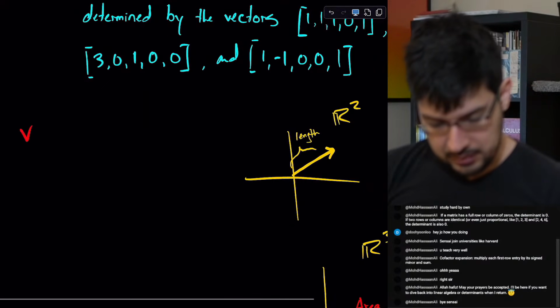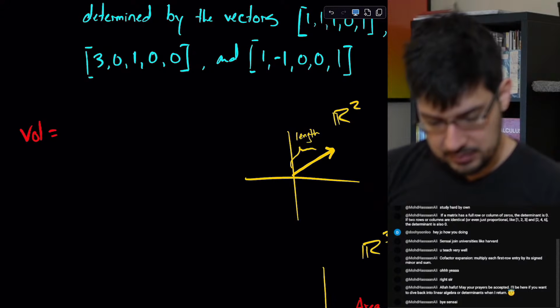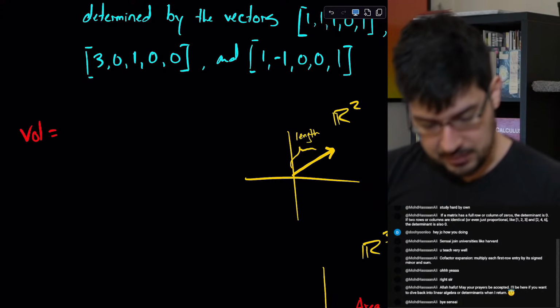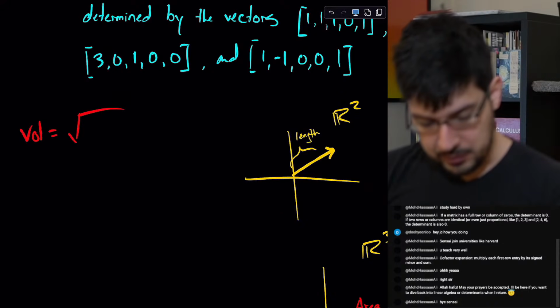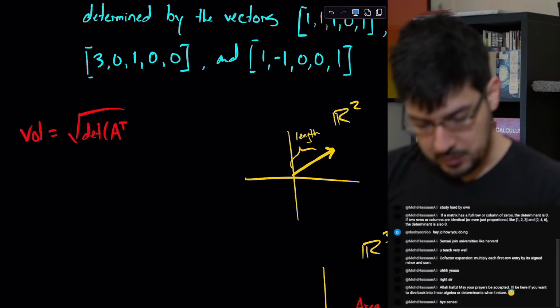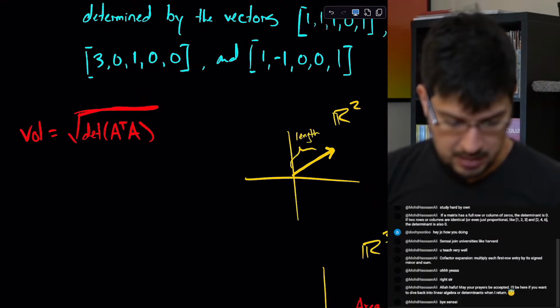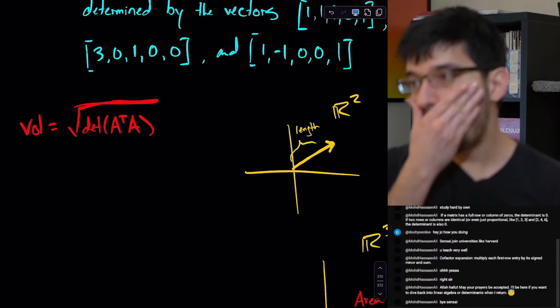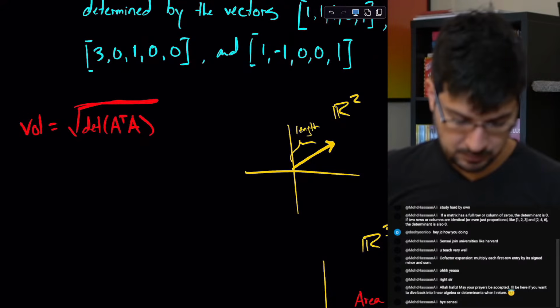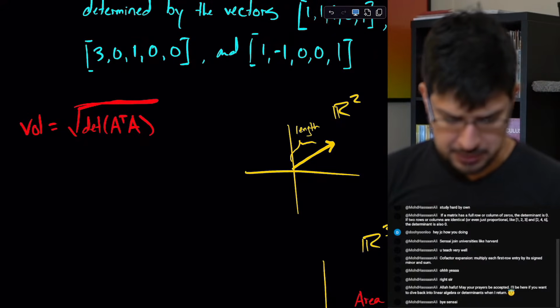Well, the way we can find this, we have a very nice theorem: the volume of an n box in Rm is the square root of the determinant of A transpose times A. Well, why would this be true?